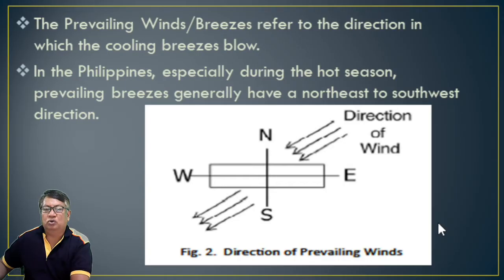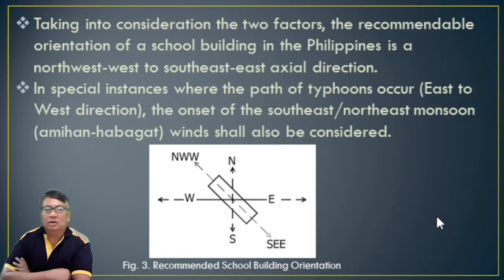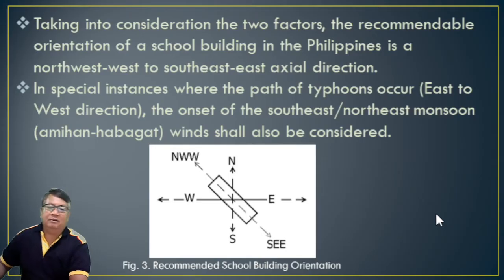So just try to consider if you're going to orient your building. Taking into consideration the two factors, the recommendable orientation of the school building in the Philippines is a northeast-west to southeast-east axial direction, no? Special instances where the path of typhoons occur east to west directions. Of course, the onset of the southeast-northeast monsoon, amihan habagat wind shall also be considered. This is especially if our school or our building will be built near the ocean or the sea.